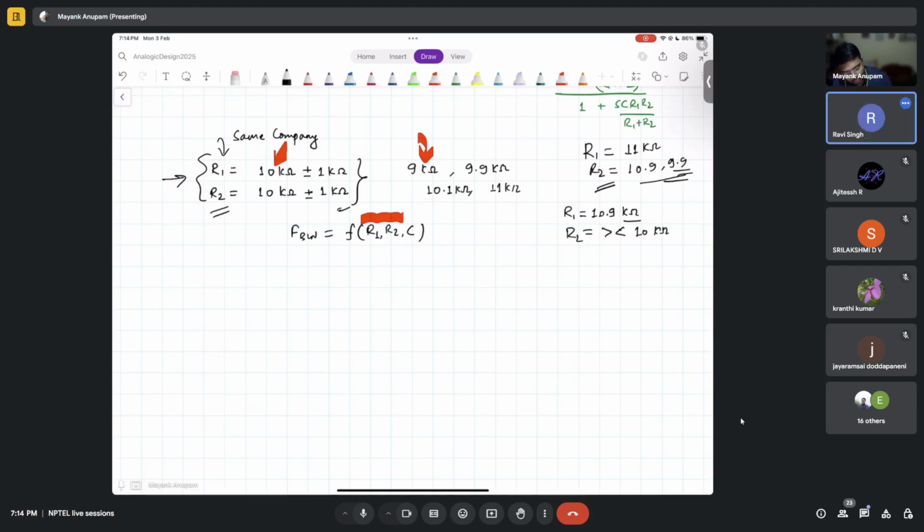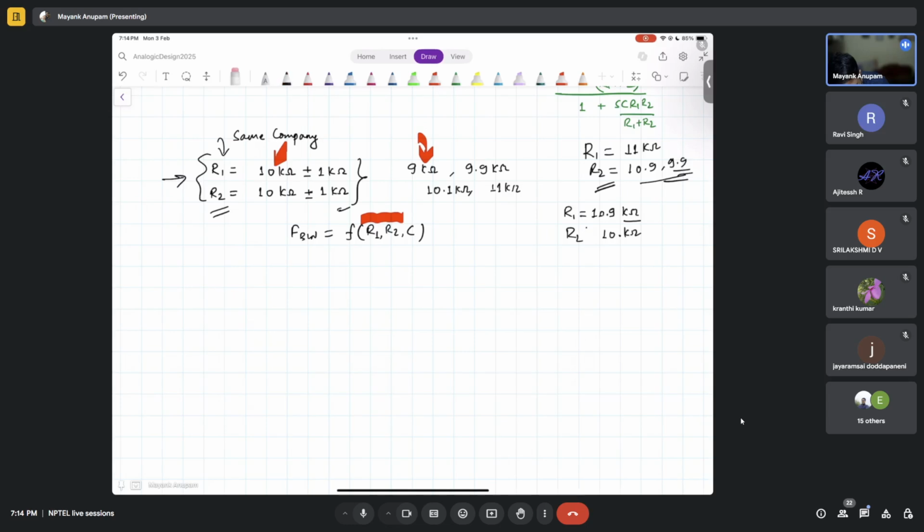Greater than 10. Exactly, right? This is something very logical. You will not be able to say the exact value of this resistor before testing it, but one thing you can say with a lot of certainty is that it will be greater than 10 kilo ohms, right?